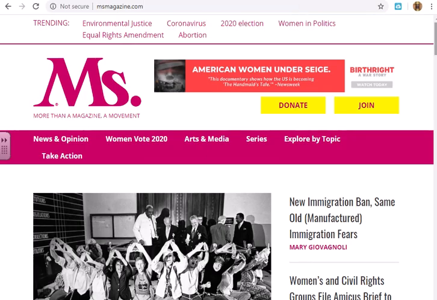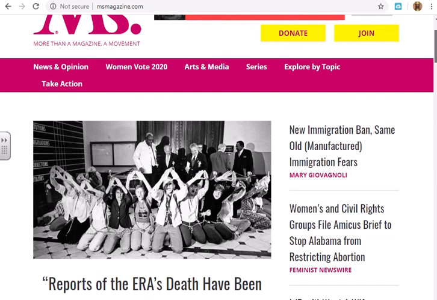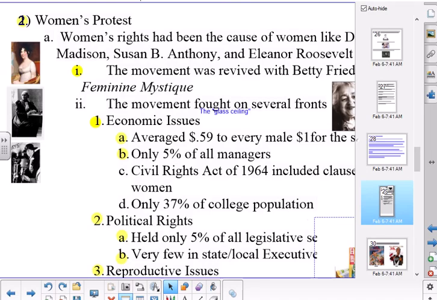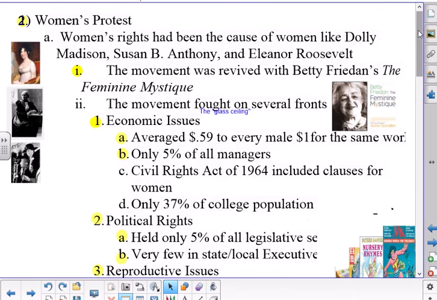Ms. Magazine is still around. And Ms. Magazine, let's see what they're dealing with here. Talking about immigration, women's and civil rights groups, restricting abortion, fighting against restricting abortion, and ERA again. So that's quite convenient because we're talking about ERA next. So very similar to NOW. Ms. Magazine is not run by NOW, but you could certainly see where they have common objectives and common beliefs.